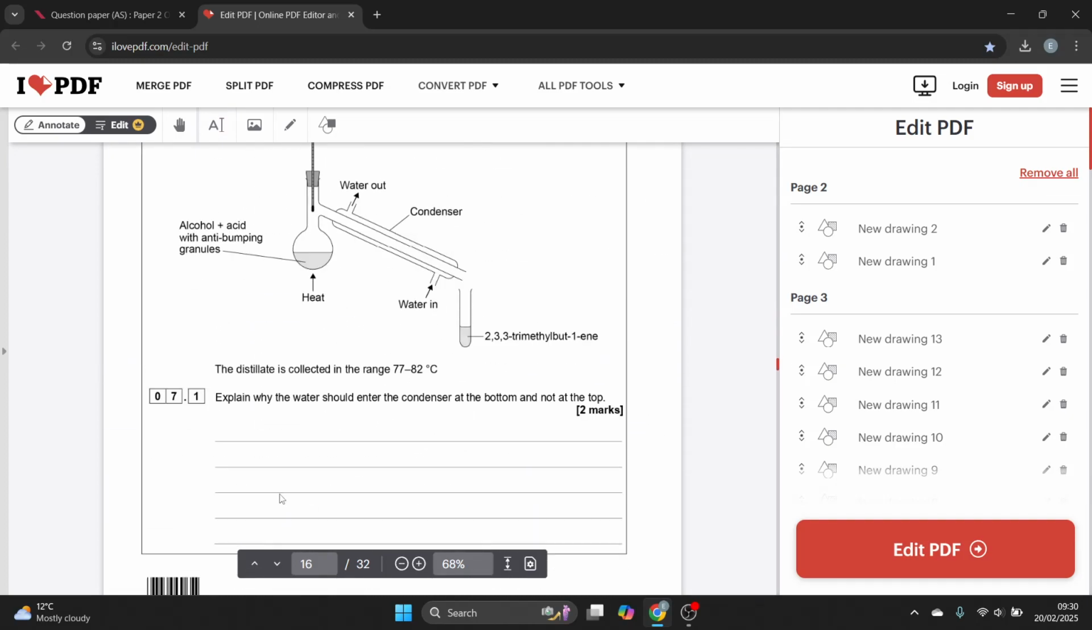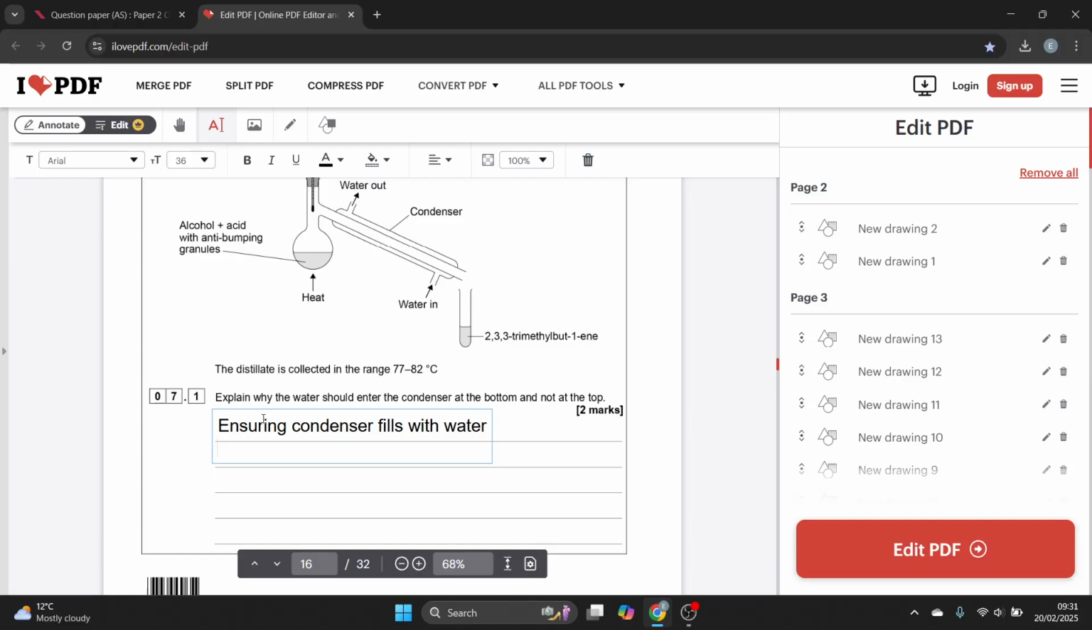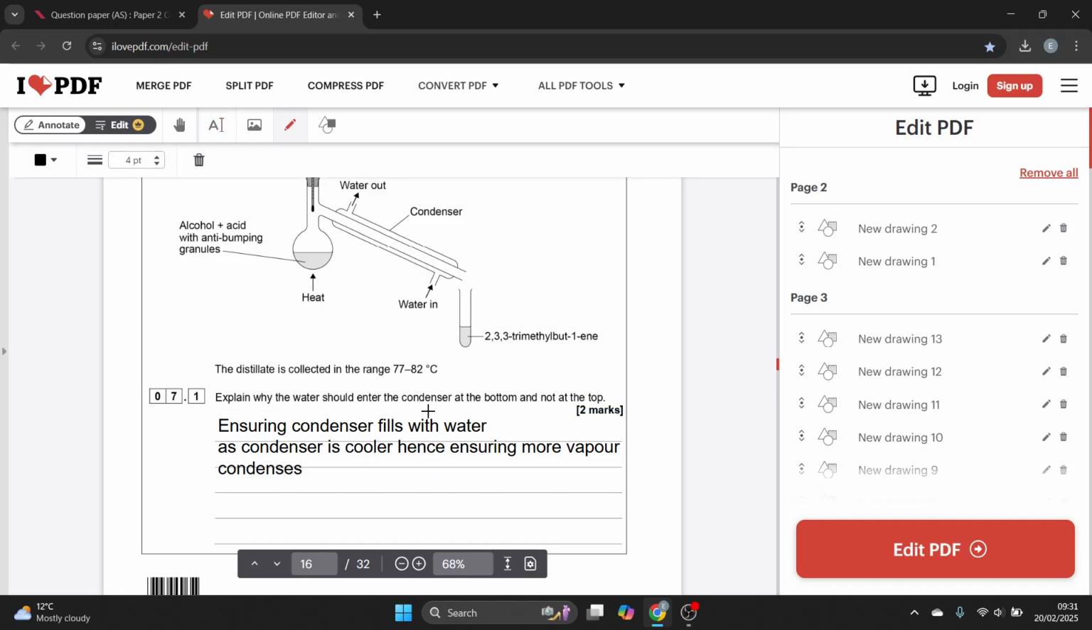So the water should enter the condenser at the bottom and leave at the top, ensuring the condenser fills with water, as the condenser is cooler, hence ensuring more vapor condenses.